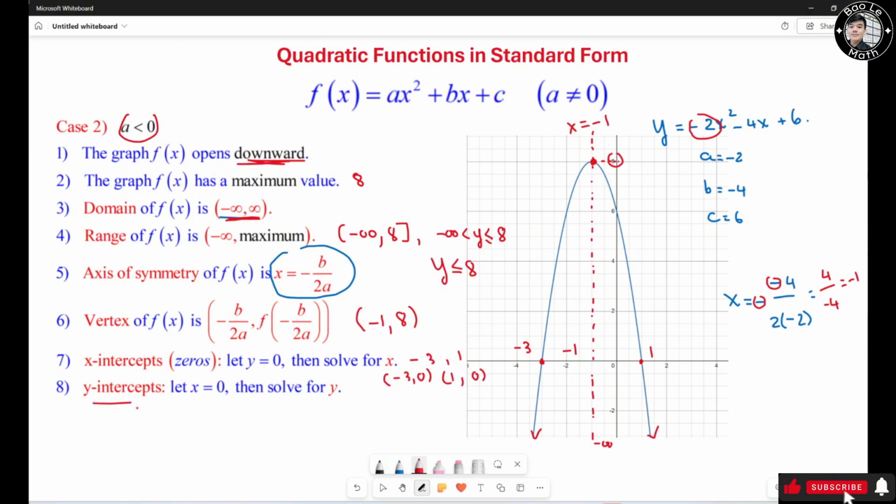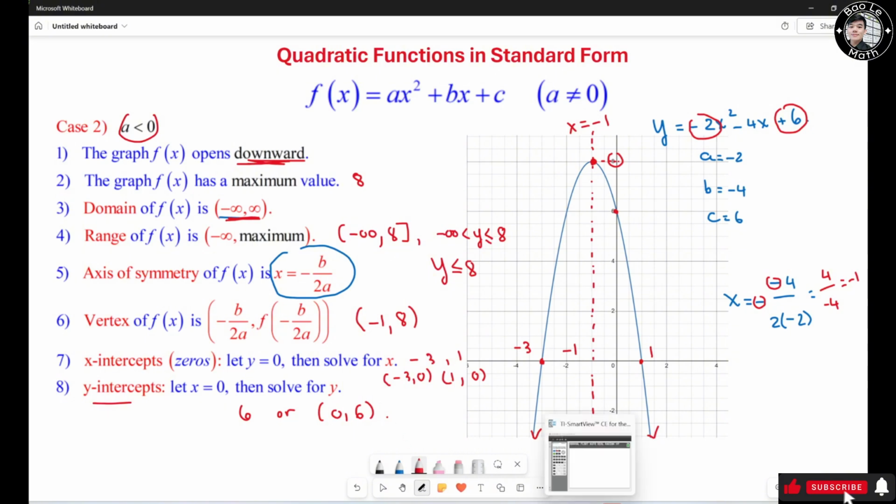Now the y-intercept is going to be right here, right? This is actually the value of c right here. So the y-intercept is 6. Or you can write 0, comma 6, right?